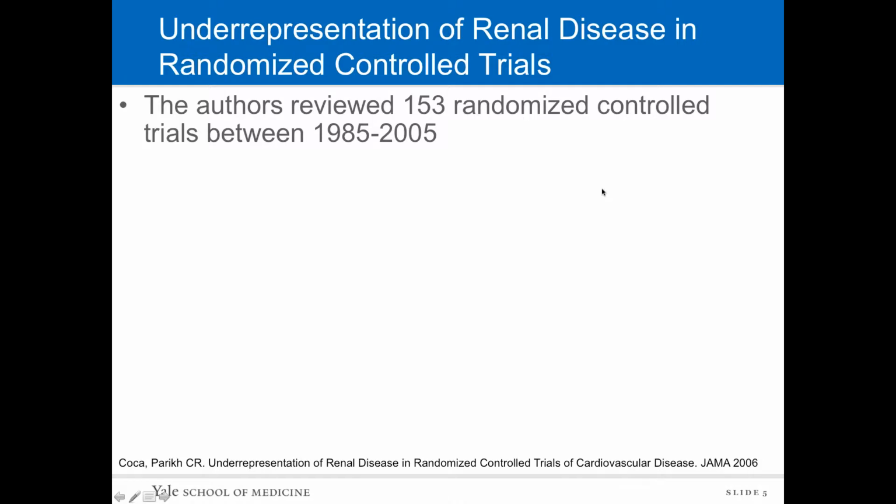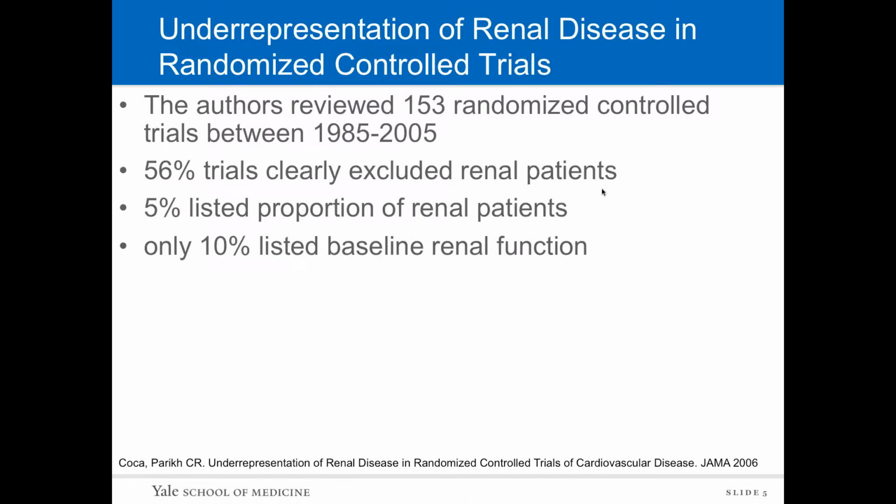So this first study that I'm presenting is from Steve Poca from Yale. He talks about the underrepresentation of renal disease in randomized controlled trials. He looked at 153 randomized controlled trials between 1985 and 2005. And what he found was quite surprising. He found that 56% of the trials clearly excluded renal patients. Only 5% made any mention of renal patients that were included. And only 10% of the trials listed baseline renal function.